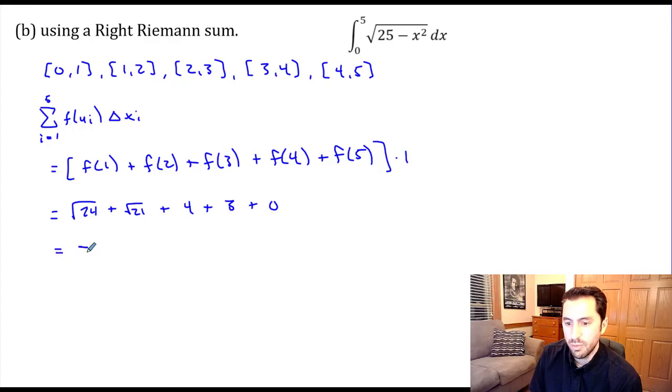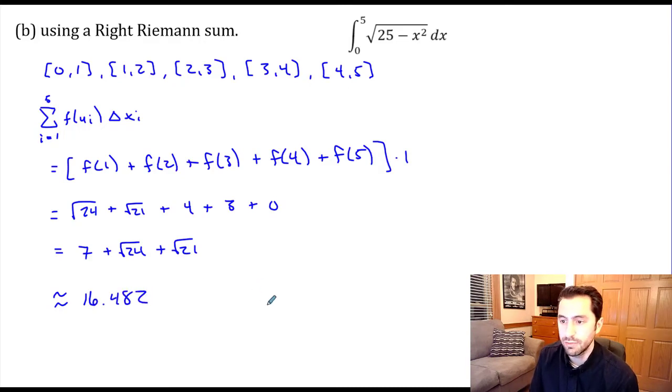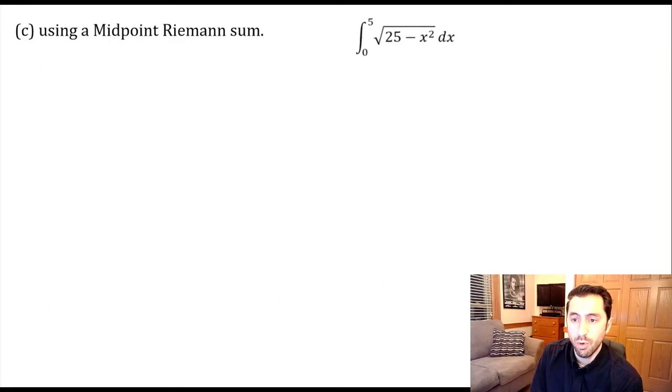So here we end up with 7 plus the square root of 24 plus the square root of 21. And let's also get a decimal approximation for this. In this case, it is actually just 5 less than what we had for the left Riemann sum. So that's going to be 16.482 square units. The last Riemann sum we wanted to find was using the midpoint.